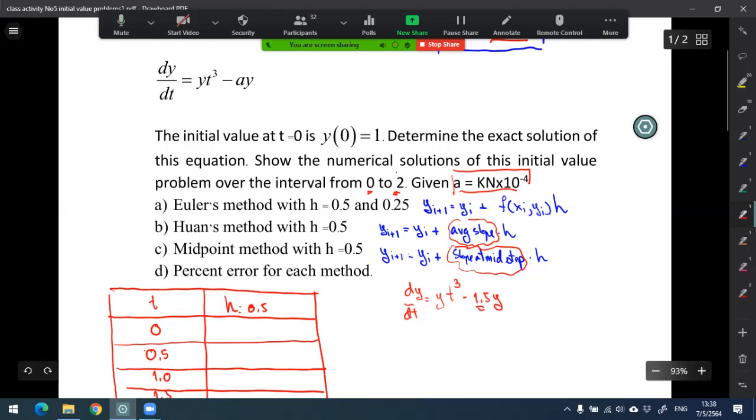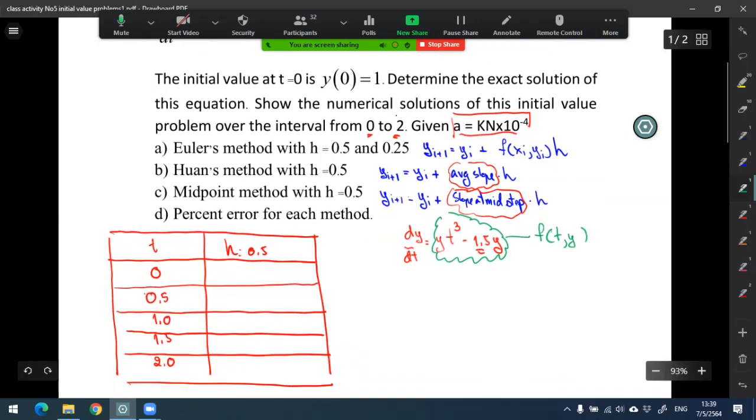Okay, and so what does it mean? It means that f(x,y) is equal to this f(x,y). For this case, it becomes f(t,y), which becomes y t^3 - 1.5 y. Okay, so according to this, the initial value that we have is at time t = 0, y0 = 1. Okay, so when time equals 0, y equals 1.